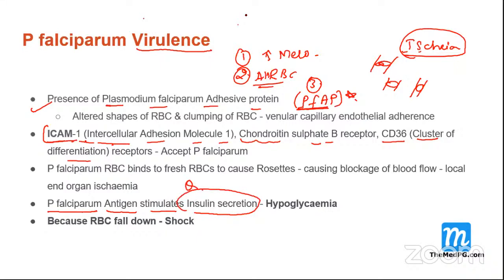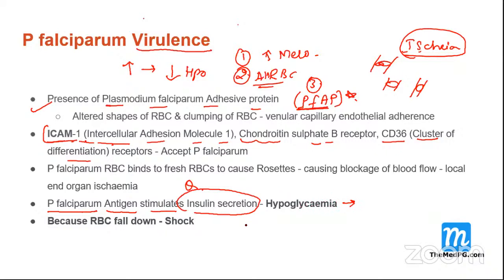So the Plasmodium falciparum antigen, it will stimulate what? It will stimulate the insulin secretion. Do you all agree, students? Yes, ma'am. So what will happen? More and more insulin is produced, then what will happen? The person will get into hypoglycemia. Hypoglycemia, then again all the consequences of hypoglycemia the person will be facing.